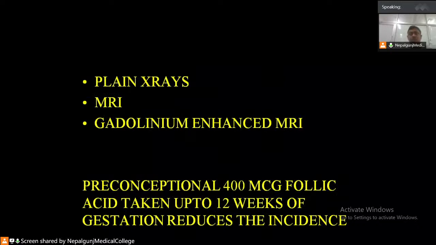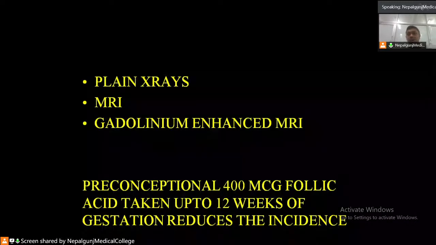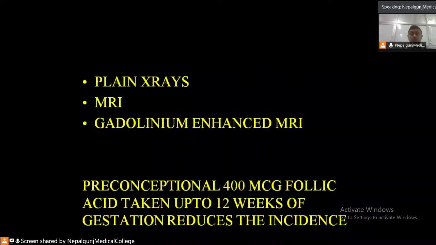Other investigations include plain X-rays, MRI, and gadolinium or contrast enhanced MRI. It is believed that preconceptional 400 micrograms of folic acid, taken up to 12 weeks of gestation, reduces the incidence of spina bifida.